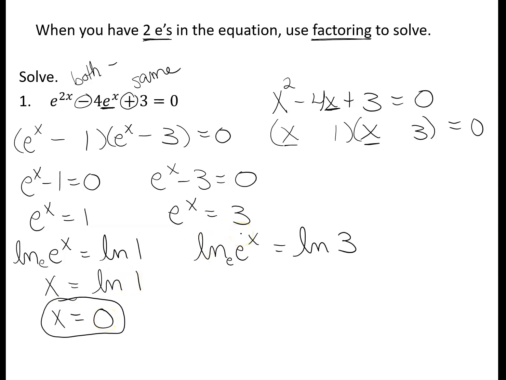Over here on our other equation, left side is x. Log of 3 cannot be evaluated. It would be a decimal that we would have to round, and we don't want to do that, so we're just going to leave that as log 3. So those are our solutions, 0 and log 3.